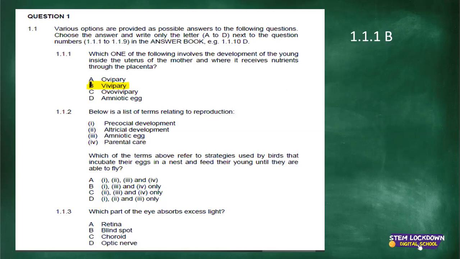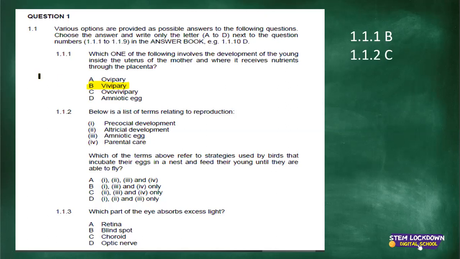And then 1.1.2. Below is a list of terms relating to reproduction. So which of the terms above refer to strategies used by birds that incubate their eggs in a nest and feed their young until they are able to fly? So these terms over there, is it the precocial development? Is it the altricial development, amniotic egg, or parental care? So all of these four terms that are listed here, which ones refer to strategies that birds use to incubate their eggs in their nest and also to feed their young until they're able to fly?